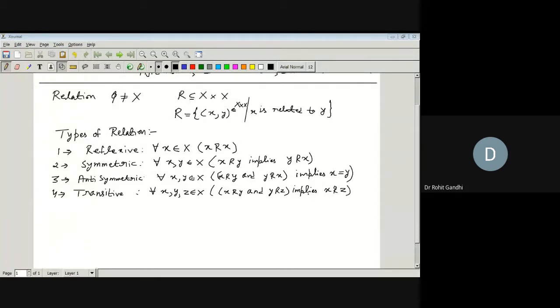We have seen a number of examples in which the relations are reflexive, symmetric, transitive, sometimes not symmetric, sometimes not antisymmetric. Now today we will search for those relations which satisfy property numbers 1, 2 and 4.